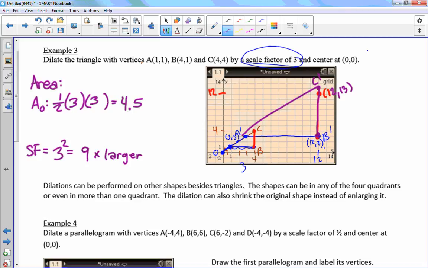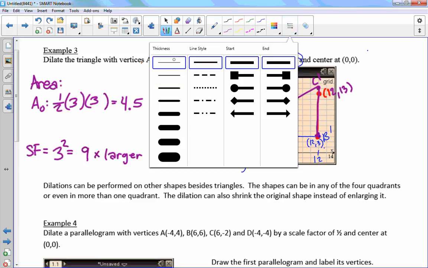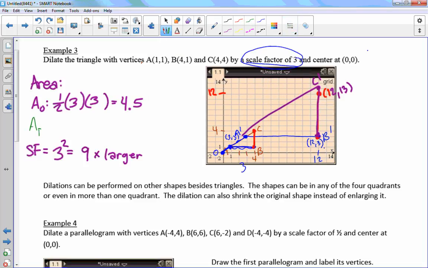4.5 times 9. Yes, 40.5, you're right. And to make sure it actually works, our base here is how long? And the height? 9. So 1/2 of 81, because 9 times 9 is 81, is 40.5. So it worked. Okay, scale factor.